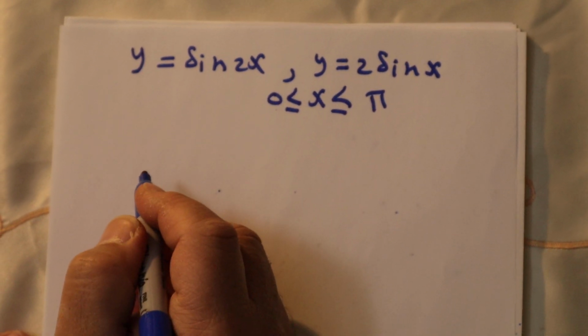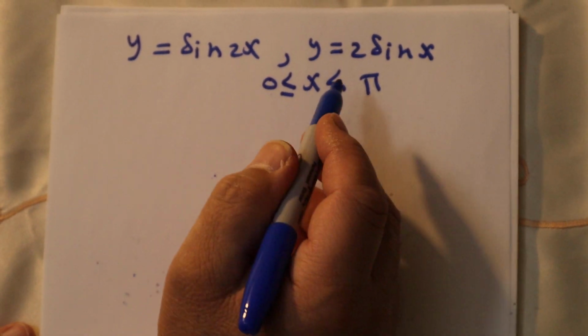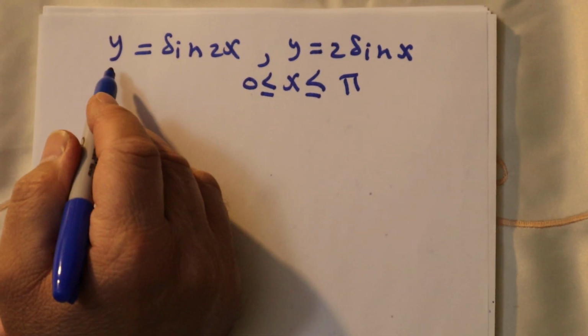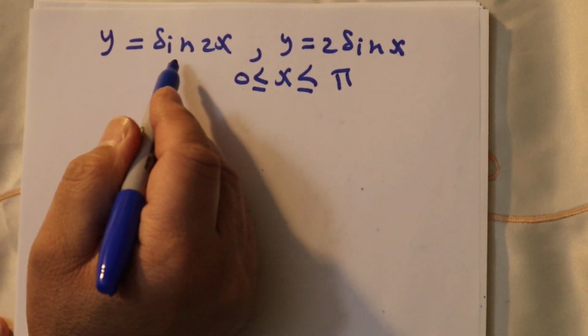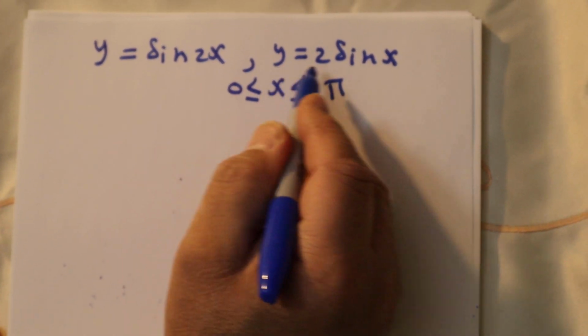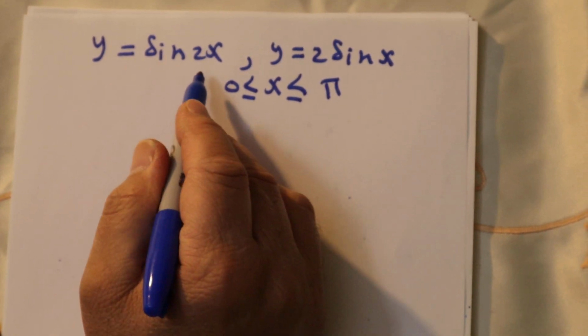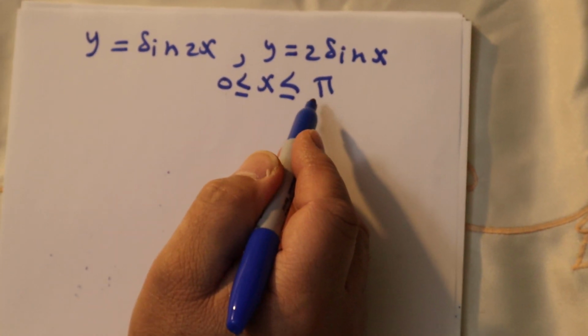This time we should find the area between two curves, both of them trigonometric functions. The first function is y equals sine 2x, and the second function is y equals 2 sine x. You need to find the area between the two curves from 0 to pi.